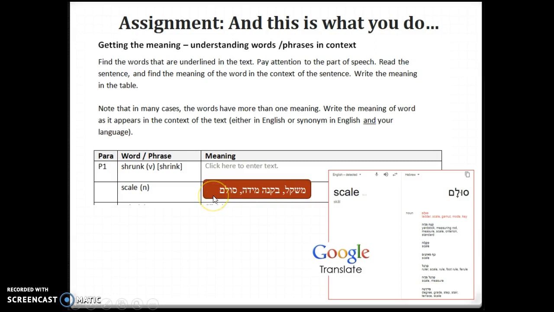But they're not the same. Sulam is not K'nai Midah, nor is it mishkal. Each of these are different. And when you go back to the text and you need to know what the word scale means in this context, this really isn't going to help you.